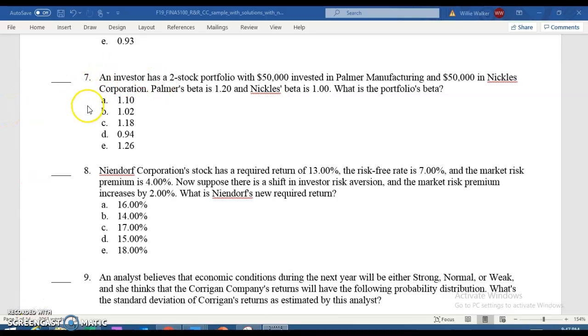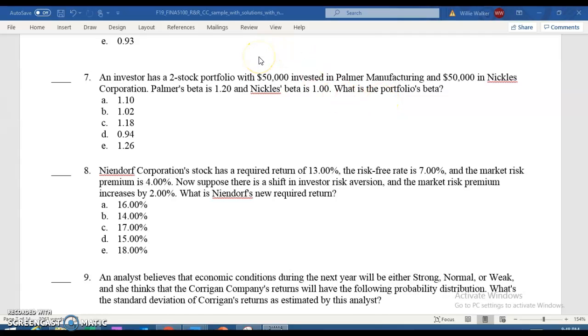Here we go with problem 7. What are we trying to find? We're trying to find the portfolio's beta. What is the portfolio's beta? Perfect. An investor has a 2-stock portfolio, 50,000 invested in Palmer Manufacturing and 50,000 invested in Nichols Corporation. Palmer has a beta of 1.2, Nichols has a beta of 1. What is the portfolio's beta?